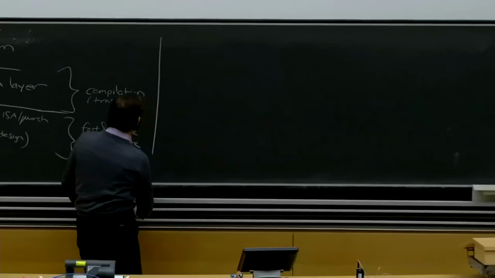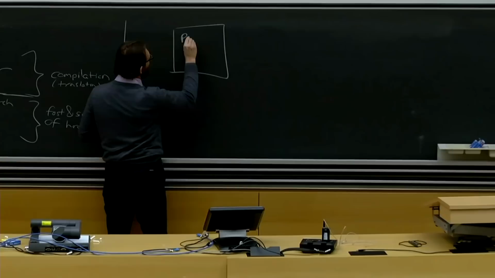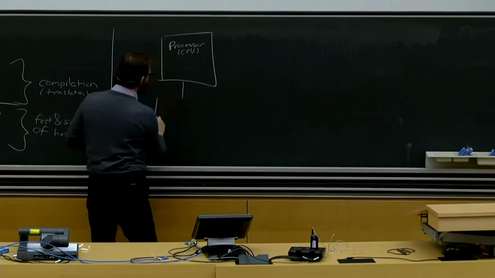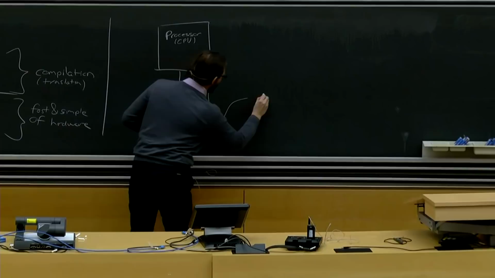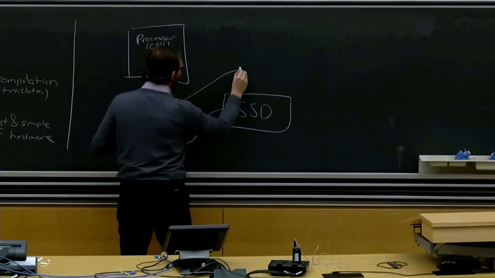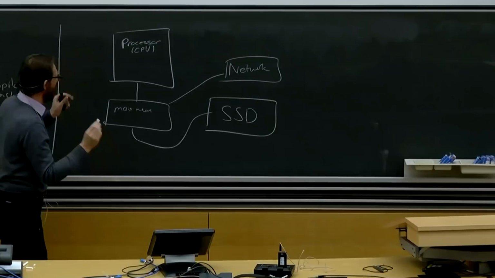Okay, so you have this processor, I'll call it the CPU. You have the memory, main memory. You have the SSD. And I'm just going to make it up, but you have the network over here. Something like this. It doesn't need to be exactly correct. It's not important to our point.